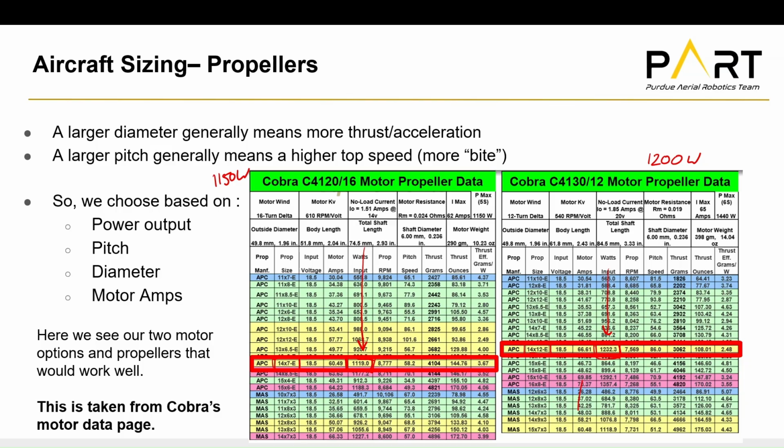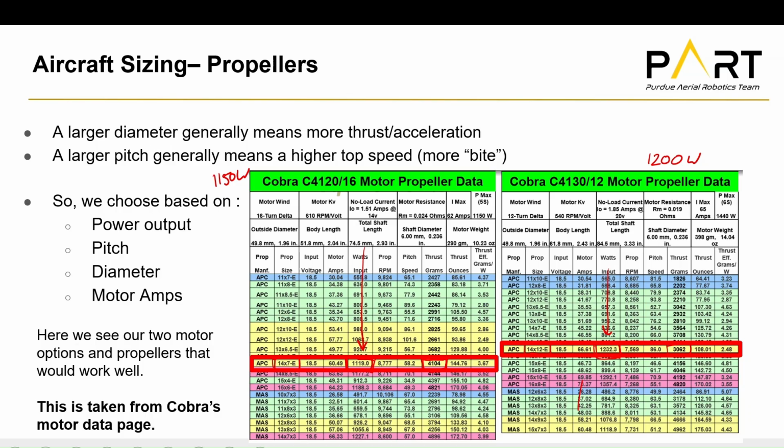Well, it shows us our static thrust. So for our 4120, for this 14 by 7 prop, we get about 4 kilograms of static thrust. For our 4130, for our 14 by 12 prop, we get about 3 kilograms of static thrust, right? And remember, this is static, so your velocity is zero. So your higher pitched prop, as I mentioned before, is performing worse at these low velocities, which makes a lot of sense, okay?